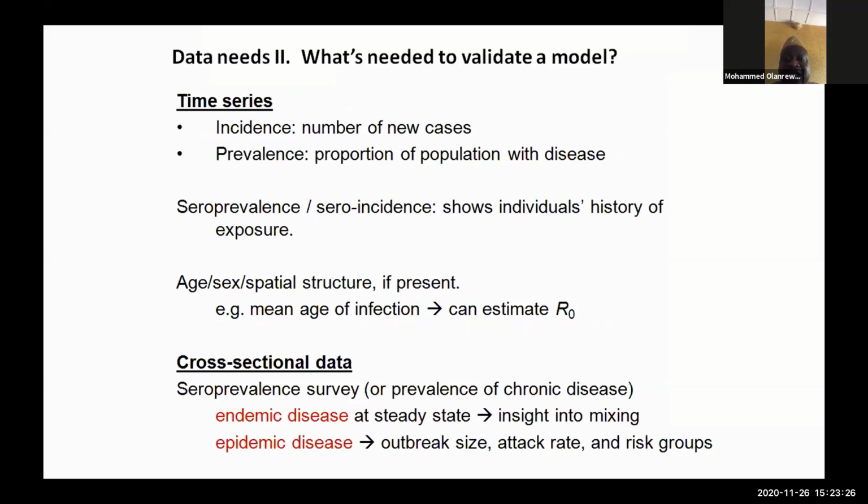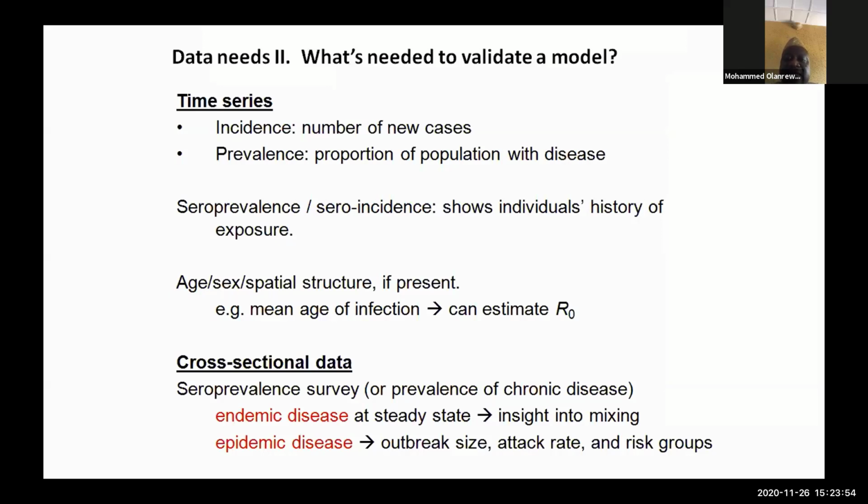So, data needs part 2. What is needed to validate a model? Incidence for the time series. We have the number of new cases, and that is what they normally report by our committee here, the Presidential Committee on COVID-19. Prevalence is the proportion of the population with disease, and usually this is expressed as a percentage.